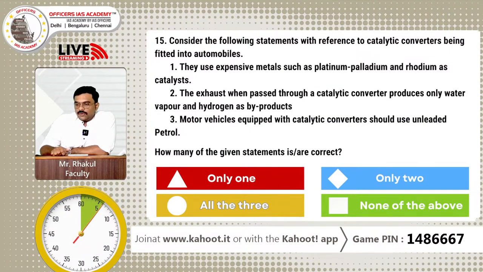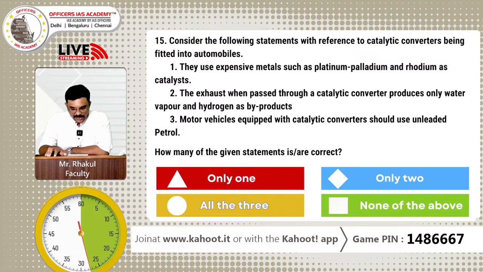Consider the following statements with reference to catalytic converters being fitted into automobiles. Statement 1. They use expensive metals such as platinum, palladium and rhodium as catalysts. Statement 2. The exhaust when passed through a catalytic converter produces only water vapor and hydrogen as byproducts. Statement 3. Motor vehicles equipped with catalytic converters should use unleaded petrol. How many of the above statements are correct? Option A, only one. Option B, only two. Option C, all the three. Option D, none of the above.